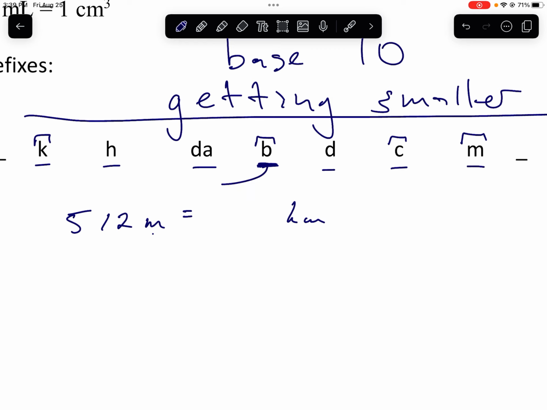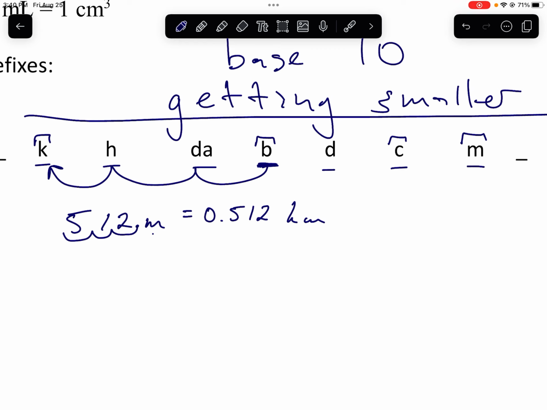I'm going to move 1, 2, 3 spots to the left. What that means is I'm going to take my decimal, which is right there after the 2, and move it 1, 2, 3 spots to the left. So this is 0.512 kilometers. That makes sense because a kilometer is a lot bigger than a meter, 1,000 times bigger, so there should be less of them for the same distance.